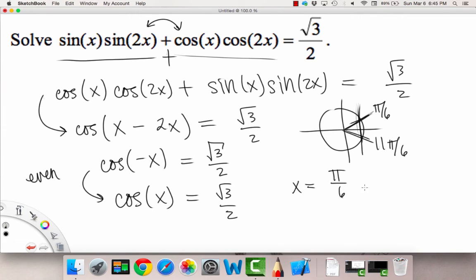So x could be equal to pi over 6 plus or minus 2 pi k, so going all the way around however many times you want. And we also have 11 pi over 6 plus or minus 2 pi k.